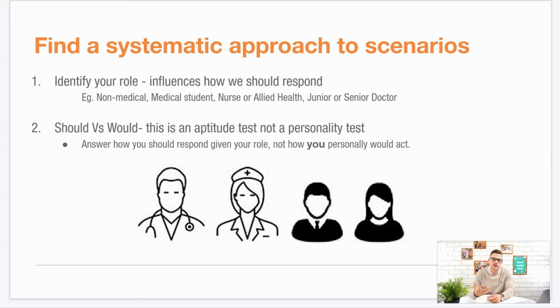And we have 5 major role types. We have a non-medical, so maybe a student or someone in the community. We have a medical student, an allied health professional or a nurse, a junior doctor and a senior doctor. And really, this role really governs how we should or would act in any given scenario. And don't forget, this is really about how you should act given your role, not how you would act personally. This is an aptitude test, not a personality test.